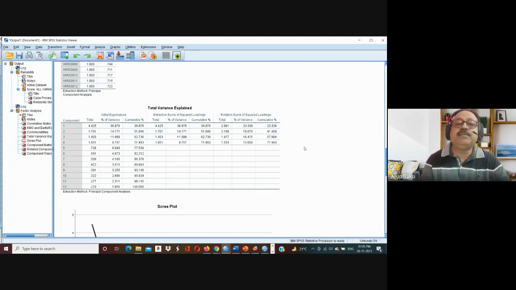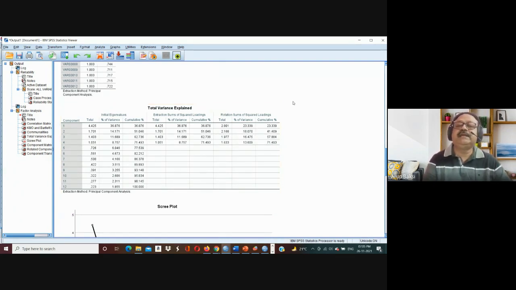Now, the common method biasness that I said, it doesn't crop up here. A single factor does not explain more than 50% of the variance. If a single factor is explaining a bulk part of the variance, invariably if more than 50% is explained by a single factor, then obviously there is an issue of common method variance. But here the cumulative variance of the 4 factors extracted is 71.49%.